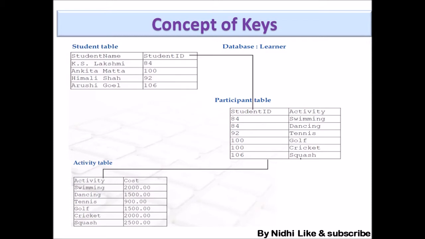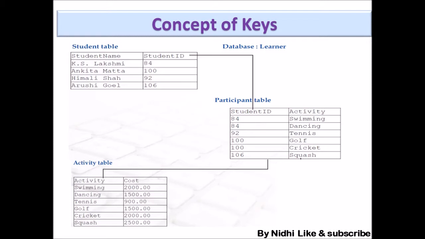Now I am telling you the relation between these tables. In the first table we have two columns, student name and student id. In the second we also have two columns, student id and activity. Can we link the student id of the first table with the second table, because it has the same type of student id? From table one and table two, we can say the student name is KS Lakshmi, id is 84, and activity is swimming. So we can relate that this student has this id and the activity is swimming.